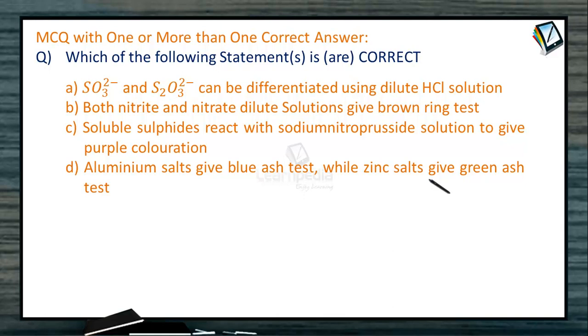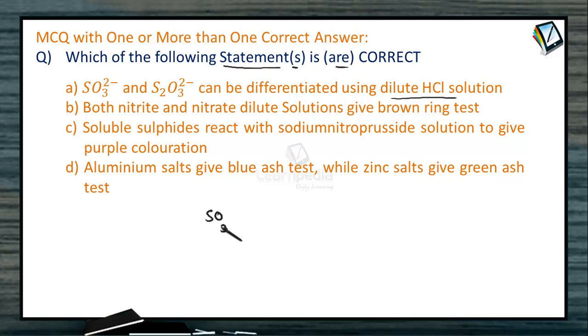Next question. MCQ with one or more than one correct options. We have: which of the following statements is/are correct? We need to choose how many of the statements given is/are correct. Sulfite and thiosulfate can be differentiated using dilute HCl solution.